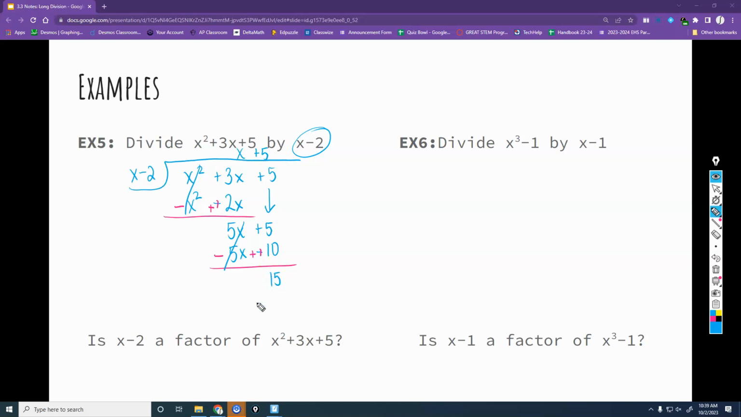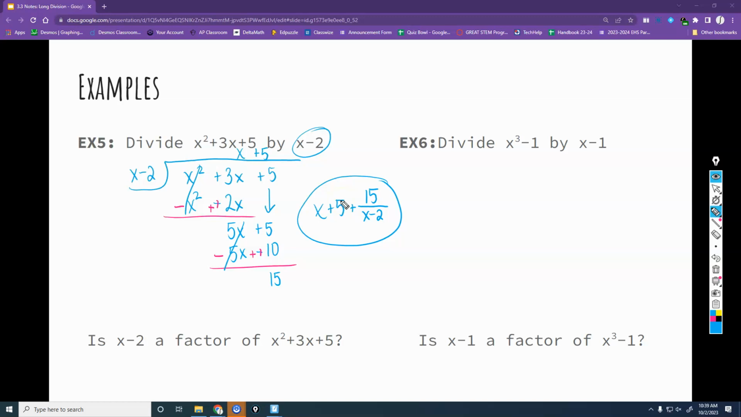What times x would give me 15? Nothing, right? Because it would have to have an x with it. So at this point, this is your remainder. I've run out of room. Our answer is going to be x plus 5 plus we do our remainder on top. What do we put on the bottom? X minus 2, whatever you were dividing by. So this would be your answer.